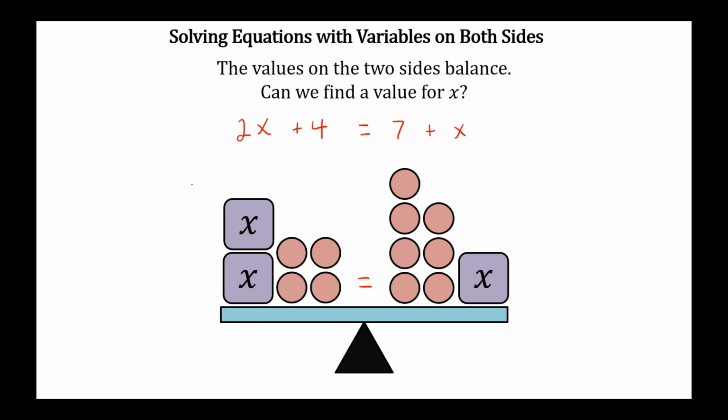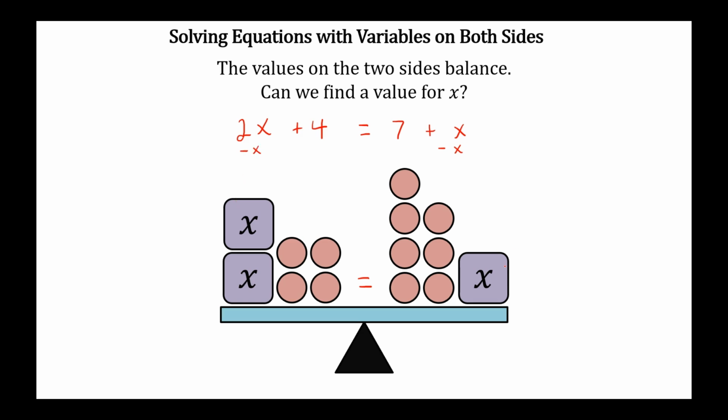So what we want to do for a consistent method is I want you to take away the variable from the side that is not bigger. So in this case, because x is smaller than 2x, I'm going to start by taking away x from both sides. And the reason I take away x from both sides is this.